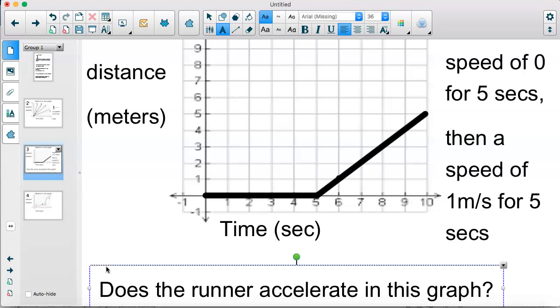The answer is yes. The runner does accelerate. When they are at 5 seconds, their speed increases from 0 meters per second to 1 meter per second. So our runner's speed increases. Let's try a few more practice problems.